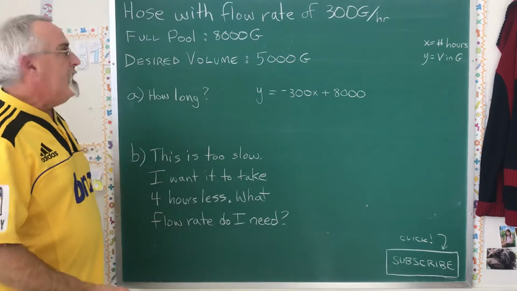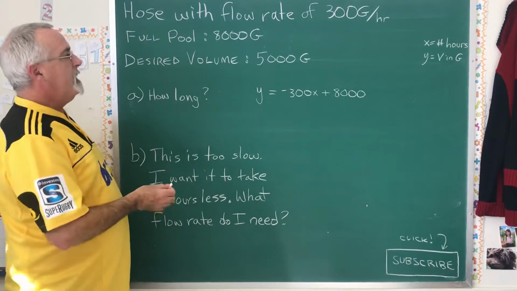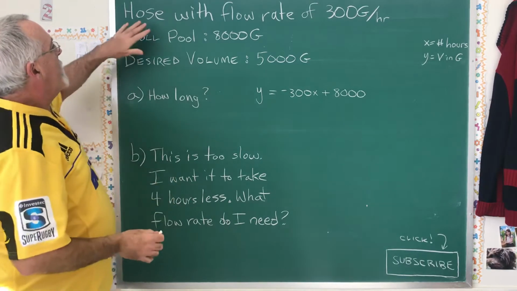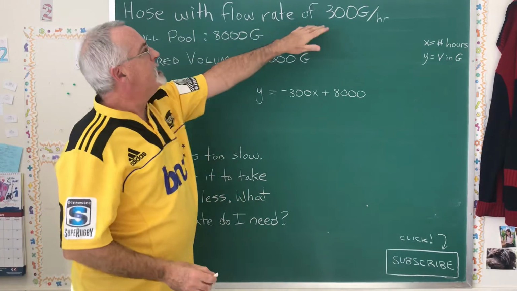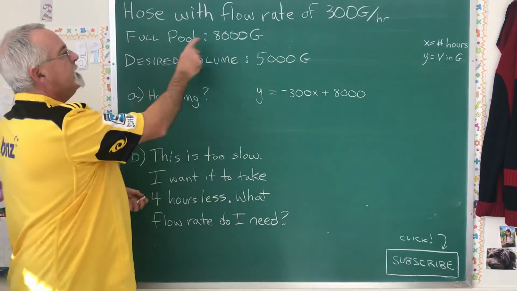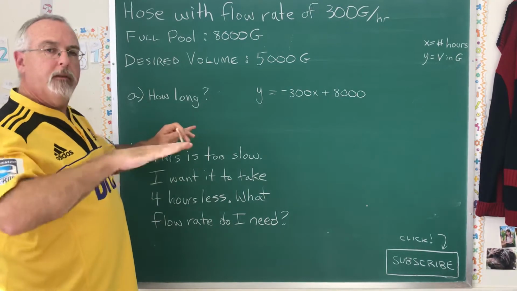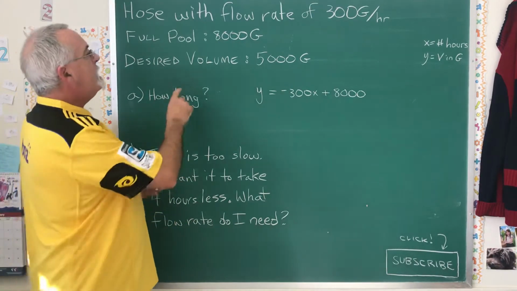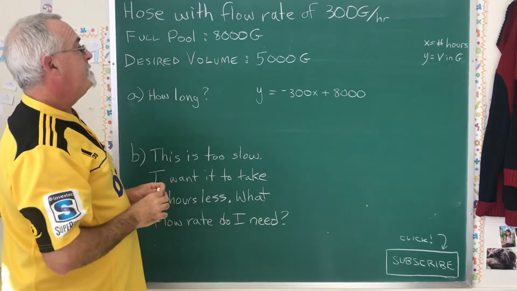Today's daily dose of math is a problem that's about emptying a pool. I have a hose for emptying my pool, and the hose's flow rate is 300 gallons per hour. When my pool is full, it holds 8,000 gallons. But to get it ready for winter, I have to lower the volume, and I know I need to get it down to 5,000 gallons.